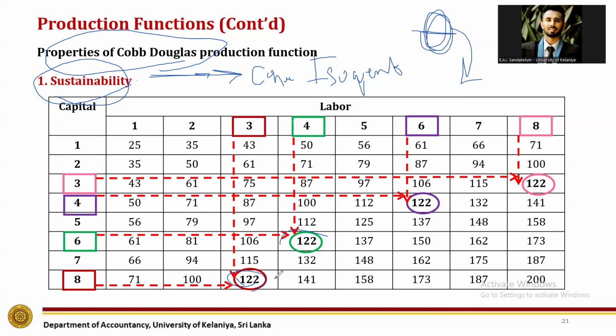Relating to the first one, how many resources do we need for the capital? We need 8 resources. For the labor, we need only 3. So what happened to this one? If we change this quantity, what happened? Our capital decreases and the labor increases. So to achieve the same level of output, we are going to change the inputs.